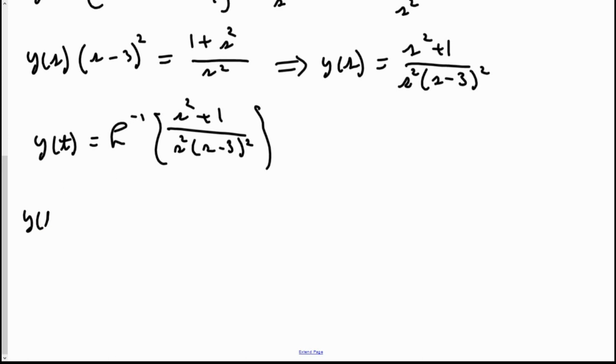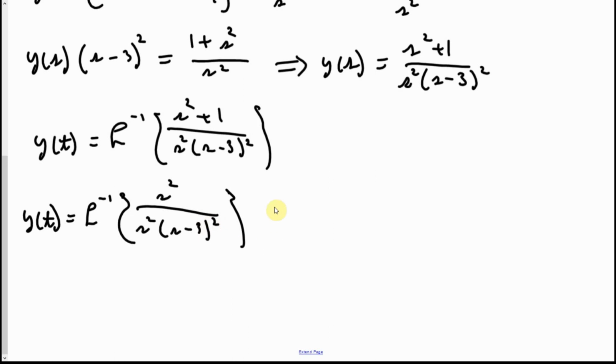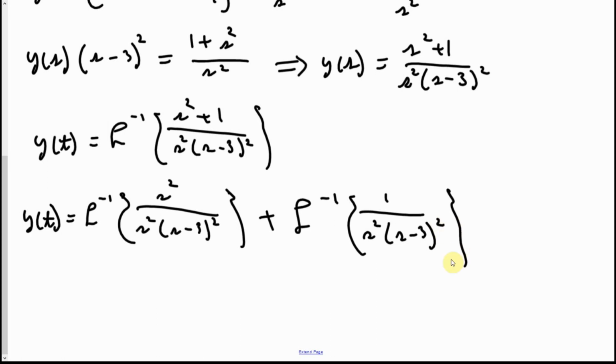So y of t is equal to the inverse transform of s squared over the denominator s squared times s minus 3 squared, and then this is plus the inverse transform of 1 over s squared times s minus 3 squared.